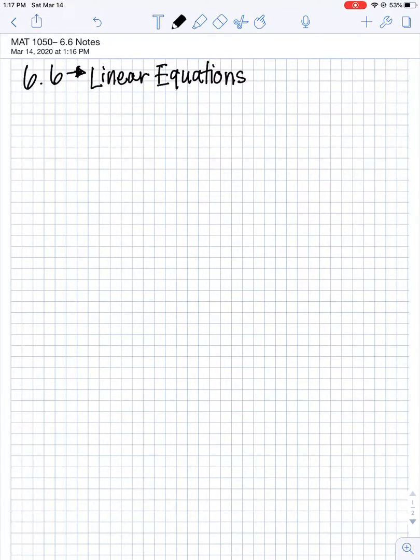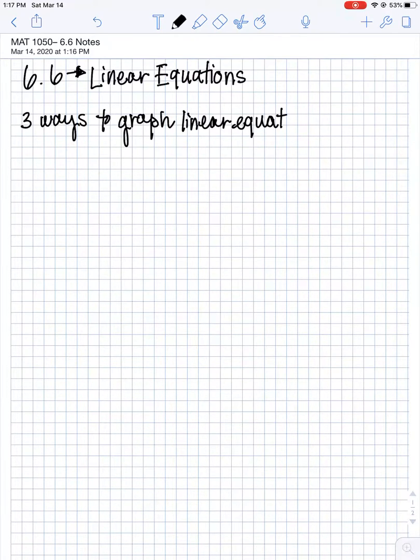Within this video, I'm going to focus on the 3 ways to graph linear equations that they talk about within the PowerPoint. And so the 3 ways that they talk about, the first way is just by plotting points. Okay, and we'll talk about that first.